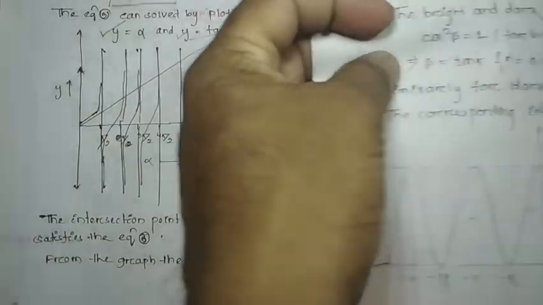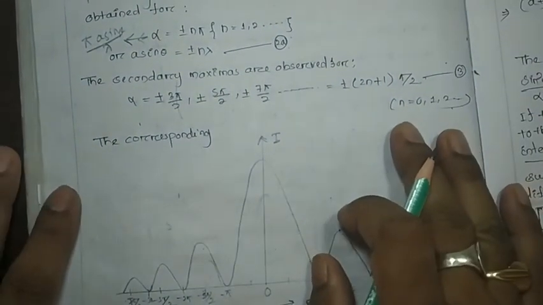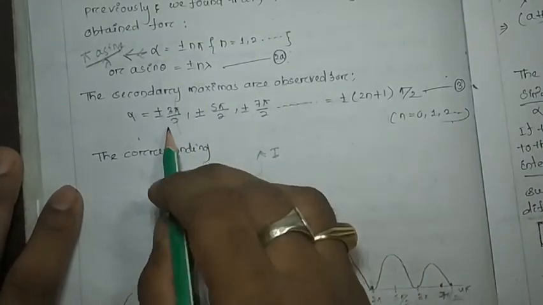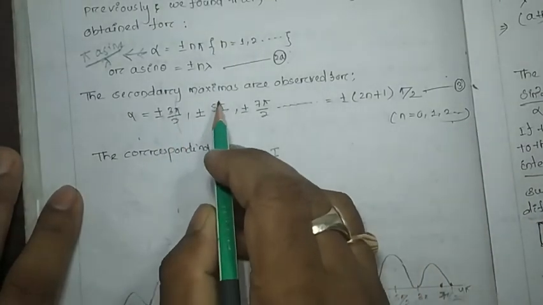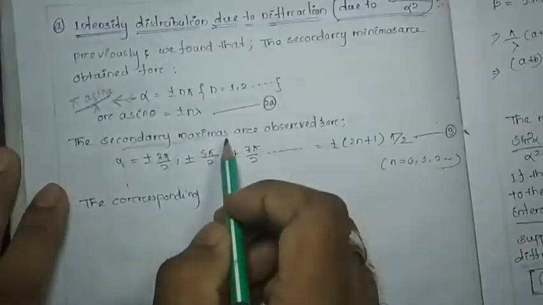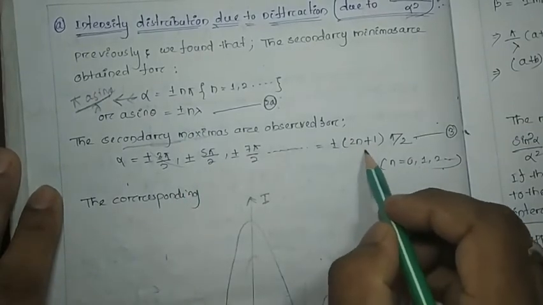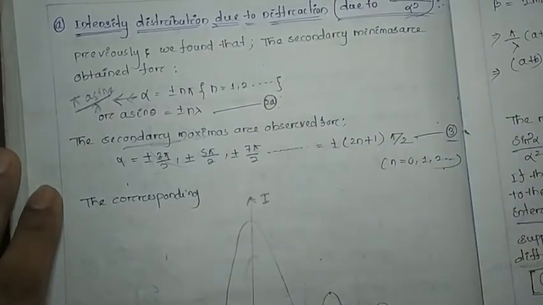So there is no need to calculate these things again, because we have already discussed them. This will be plus or minus 3 pi by 2, plus or minus 5 pi by 2, like this. This is the secondary maxima condition in the case of the single slit experiment. In general, this can be written as plus or minus (2n plus 1) pi by 2. Let this be equation number 2.